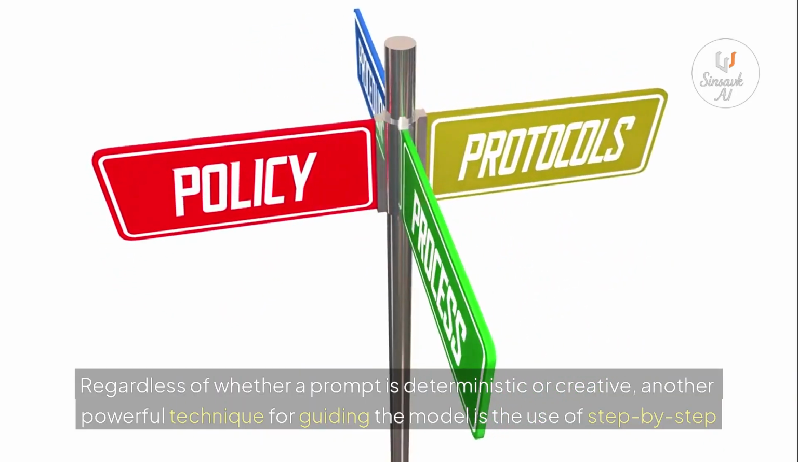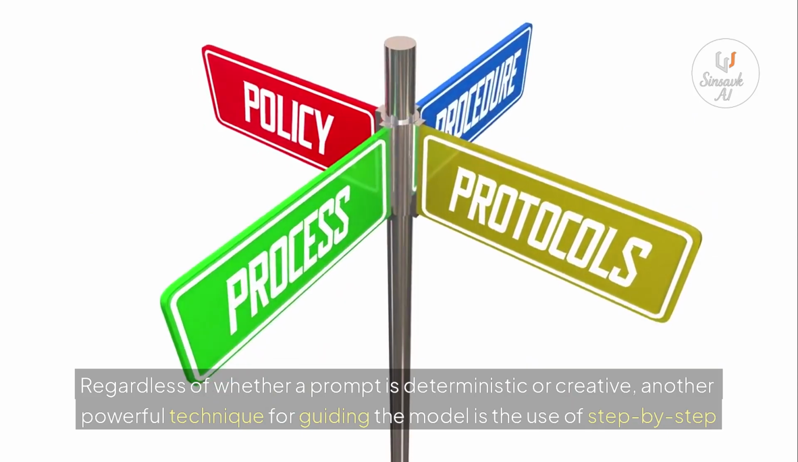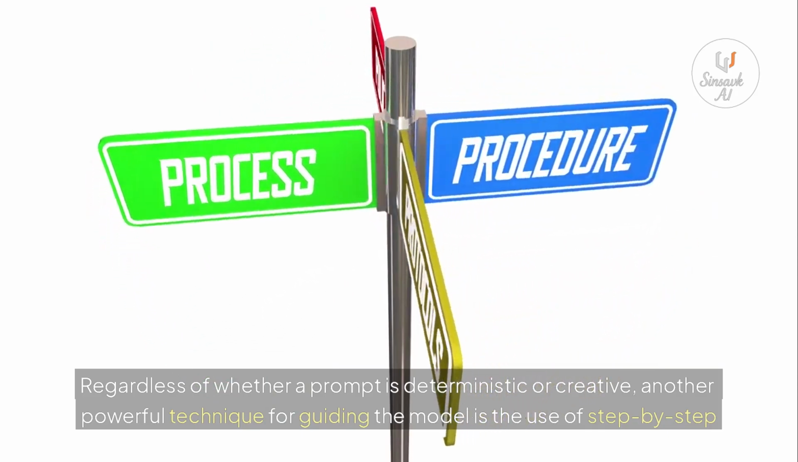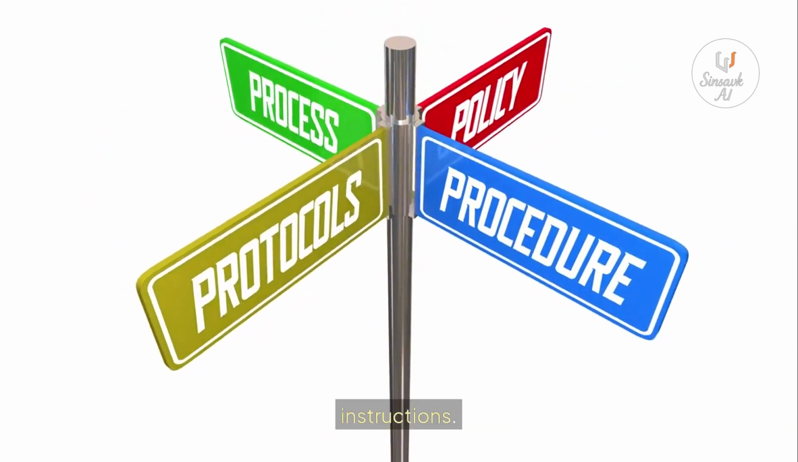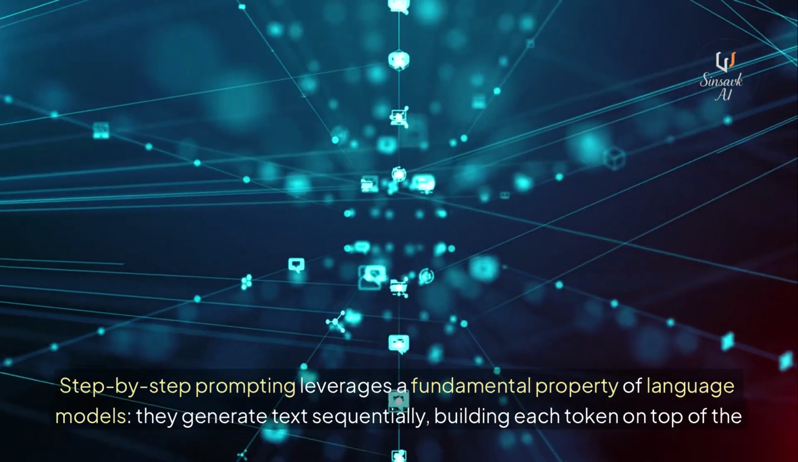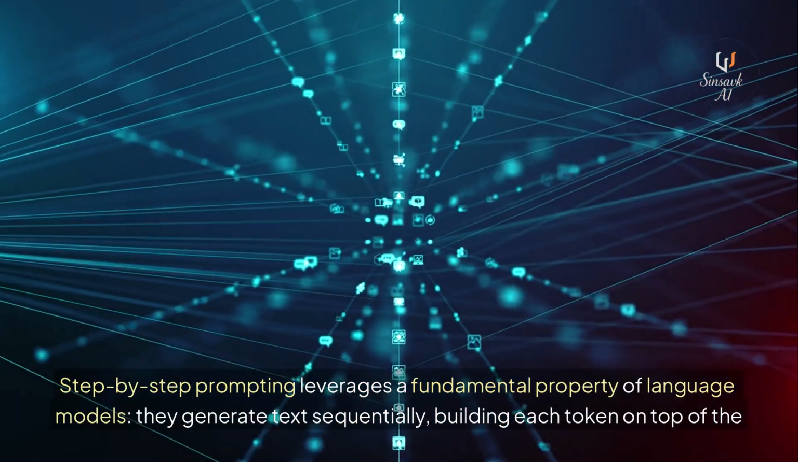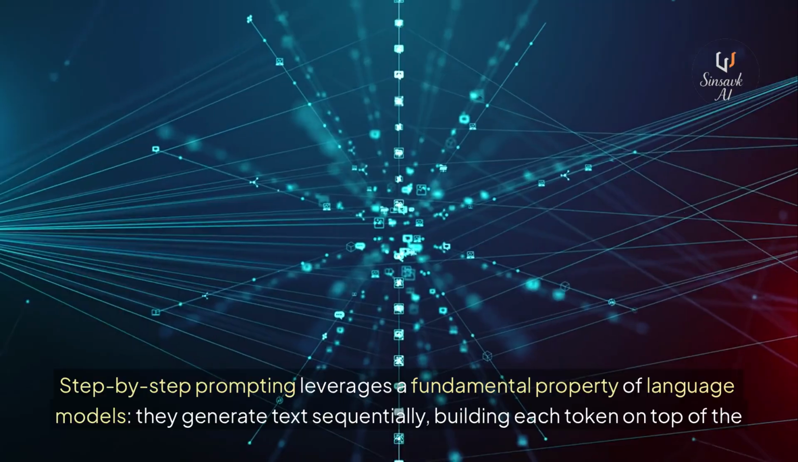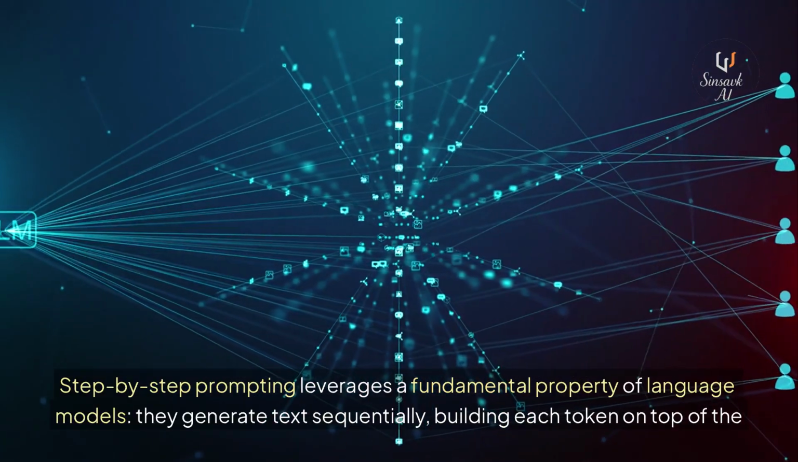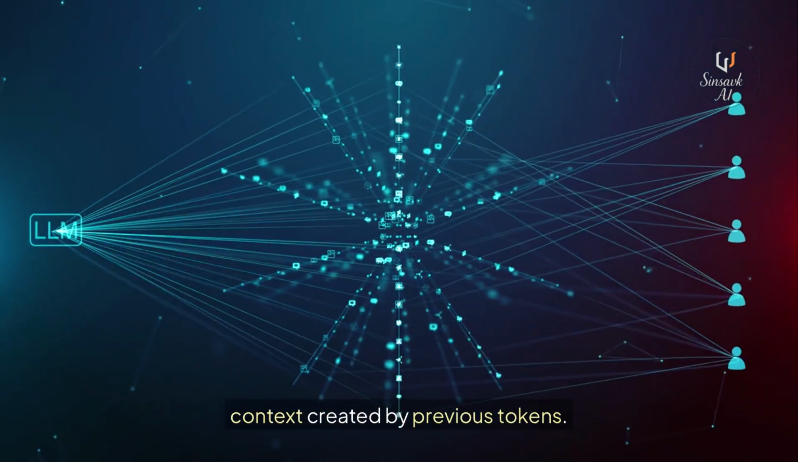Regardless of whether a prompt is deterministic or creative, another powerful technique for guiding the model is the use of step-by-step instructions. Step-by-step prompting leverages a fundamental property of language models: they generate text sequentially, building each token on top of the context created by previous tokens.